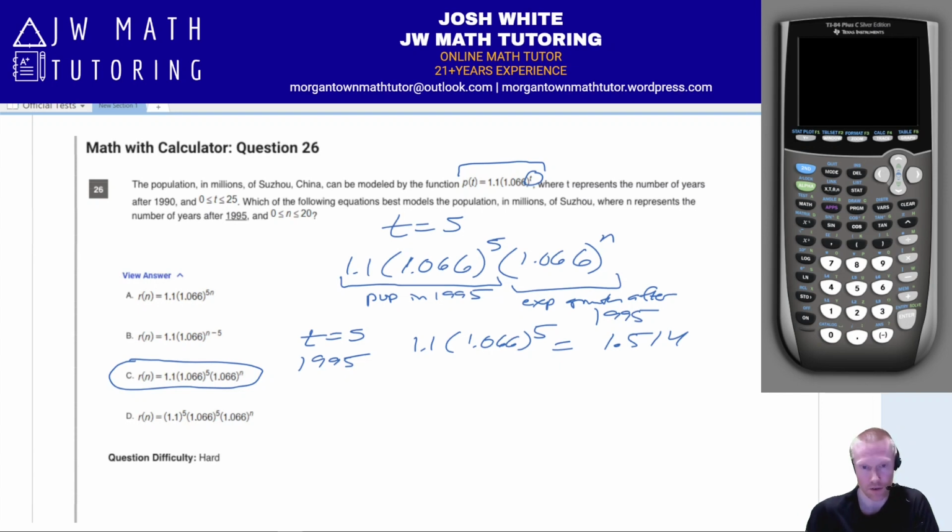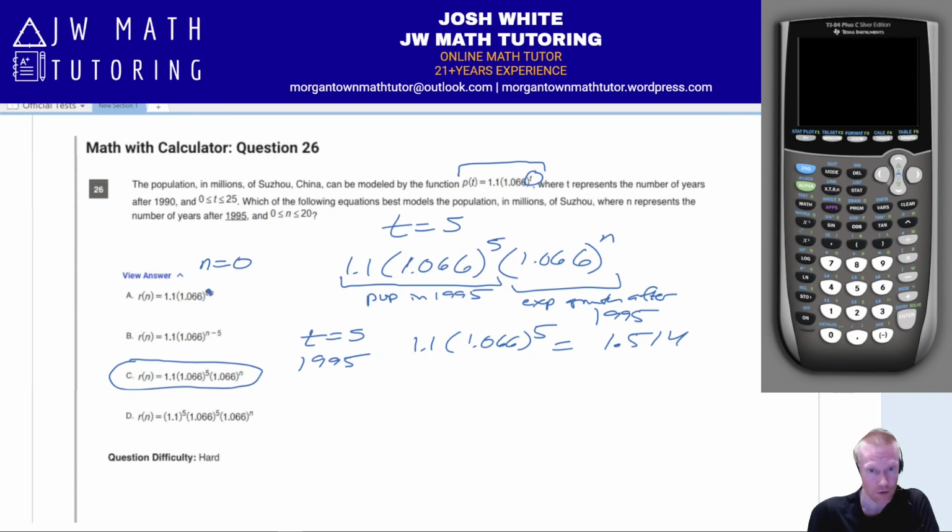I'm not going to worry about the millions, carrying it through. Okay, so now that means for these answer choices, to find the population in 1995, I'm going to let n equal 0 because 1995 is technically 0 years after that year. So I go through all the answer choices, and basically I'm going to plug in 0.